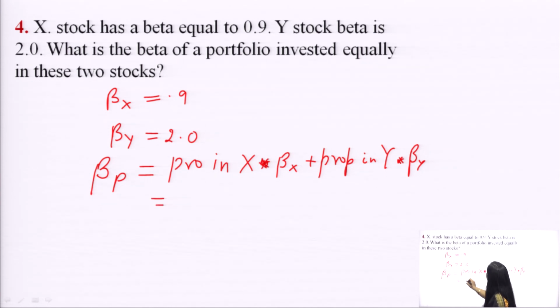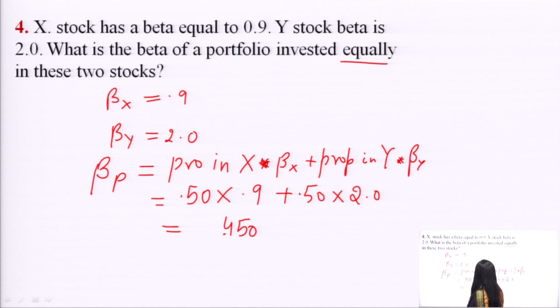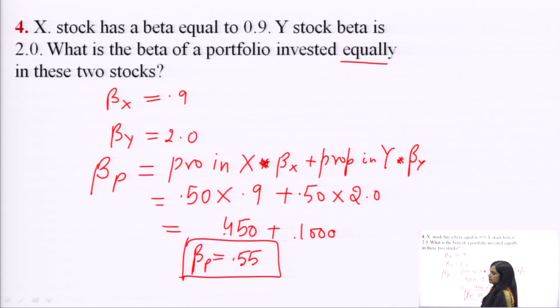So, since it is saying that the investment is equal, it means there are only two stocks. So, what is the proportion? 0.50 times beta 0.9 plus 0.50 times 2.0. So, we will calculate this value, which equals 0.55. So, the value of portfolio beta would be 0.55. The systematic risk would be 0.55.